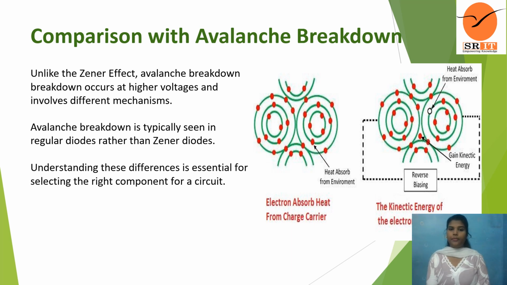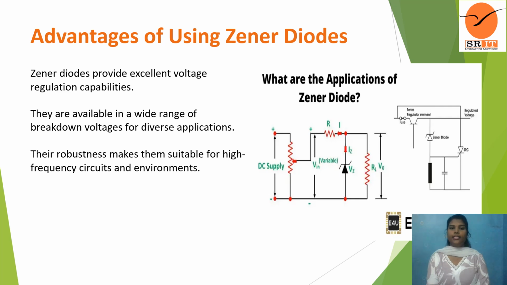Here we see the diagrams of the avalanche breakdown. In this first diagram, we observe heat absorbed from the environment. Electrons absorb heat from charge carriers. The kinetic energy of the electron we see in the second diagram. This is reverse biasing. In this diagram, electrons gain kinetic energy and heat is absorbed from the environment also. This one also.